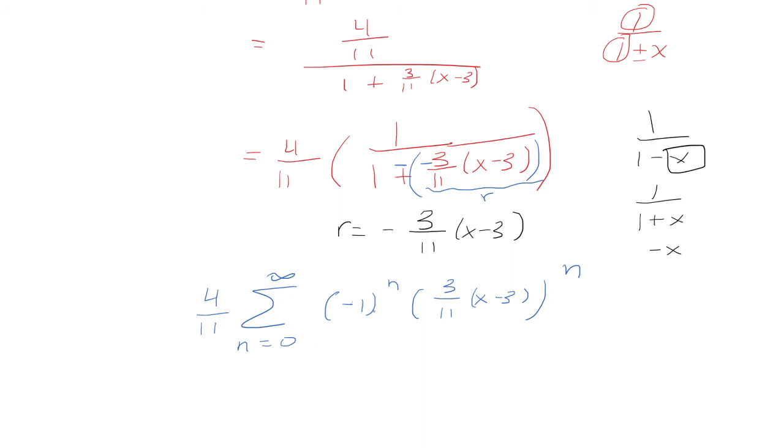So this is one way to put it. If you don't like the negative 1 to the n, if instead you want to use negative 3 over 11, you can just say this is negative 3 over 11 times x minus 3, all raised to the n power. So this is equivalent. Do whatever you're more comfortable with. So this would be the geometric series, or the power series, centered at x equals 3. As we see here, it's x equals 3.